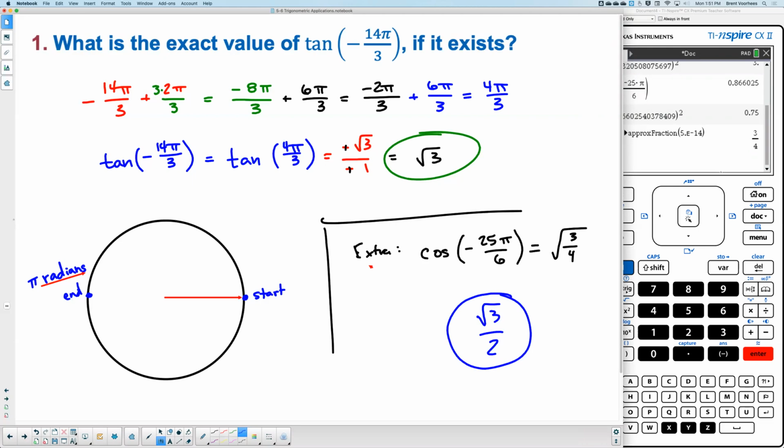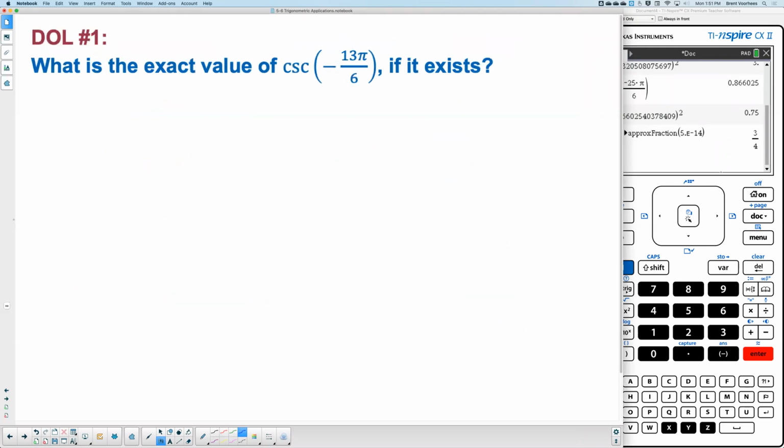Your turn. DOL number 1. What is the exact value of cosecant negative 13 pi over 6? You can use whichever technique you prefer.